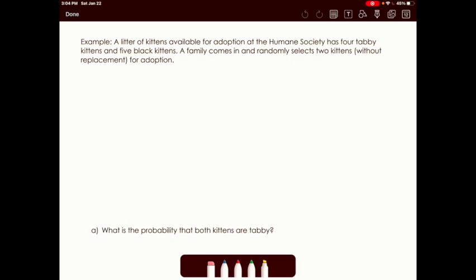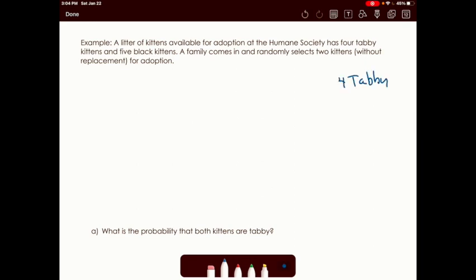So in this situation, we have a litter of kittens that are available for adoption, and there are 4 tabby kittens, so I'll label it 4 tabby. We have 5 black. A family comes in and randomly selects 2 kittens without replacement for adoption. Okay, so we're going to have 2 picks here. So I'm going to use my start button here.